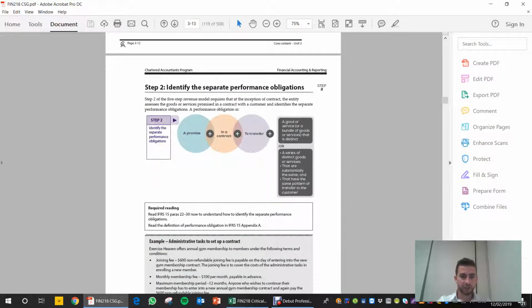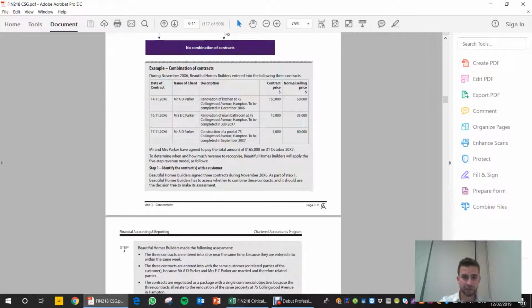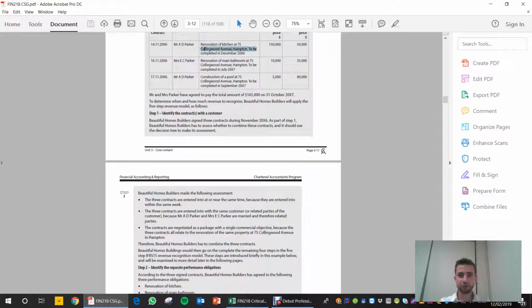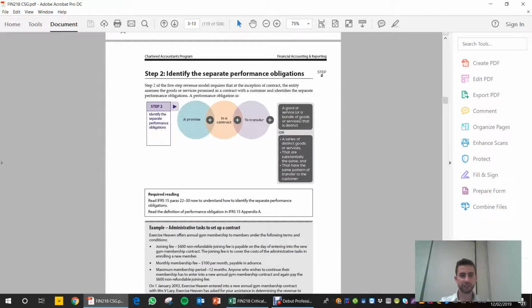Okay, so moving on to step 2. So it's identify the separate performance obligations. Even though you can have 3 separate things, if they're not part of the same service obligation, for example, if these were both to do with the bathroom, we have to combine these two because it's part of the same service obligation, which is to renovate the bathroom. This one would be different because it's renovate the pool. And then that would influence how you're actually allocating the transaction price as well.